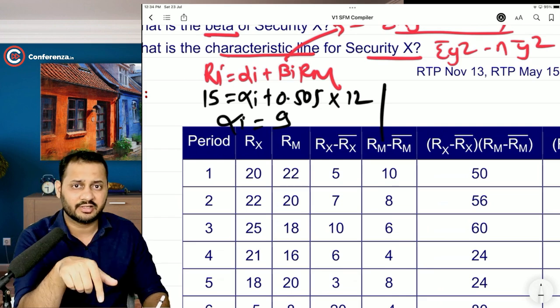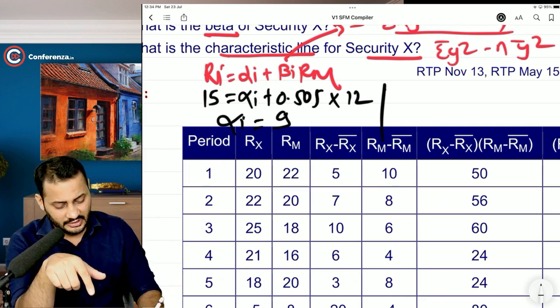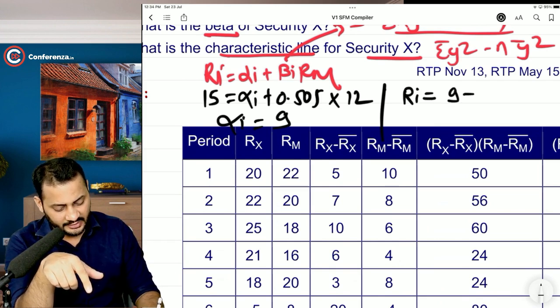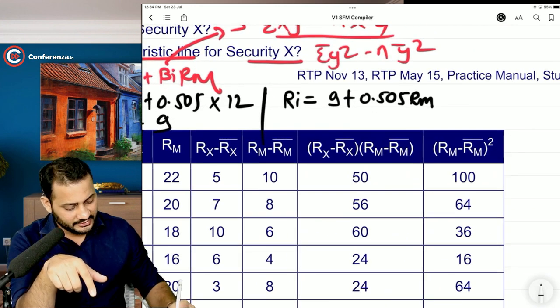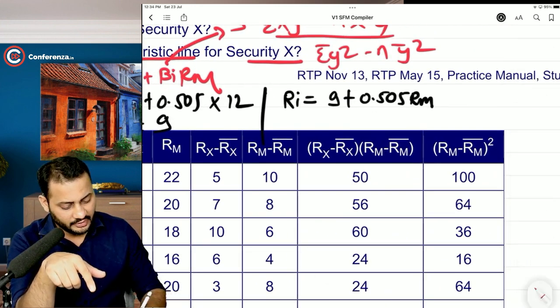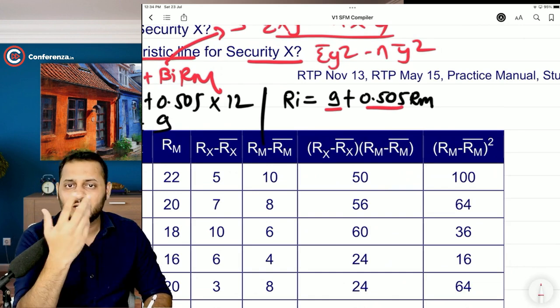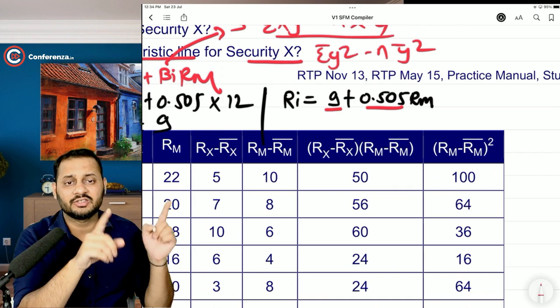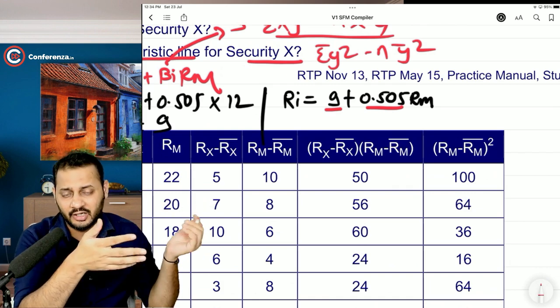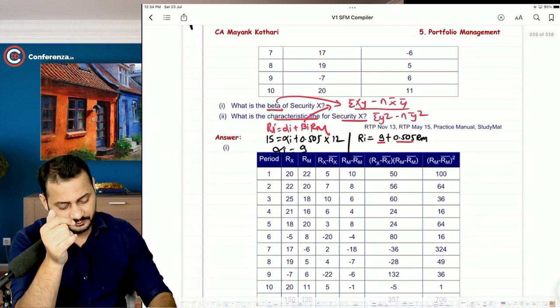What is the security's characteristic line? This is not the final answer, sir. The security's characteristic line will look like this: Ri is equal to 9 plus 0.505 Rm. So this is the equation or the formula where the two factors are constant and the other two are unknown variables. Given the rates of return of the market in new data, you can calculate the stock's return.